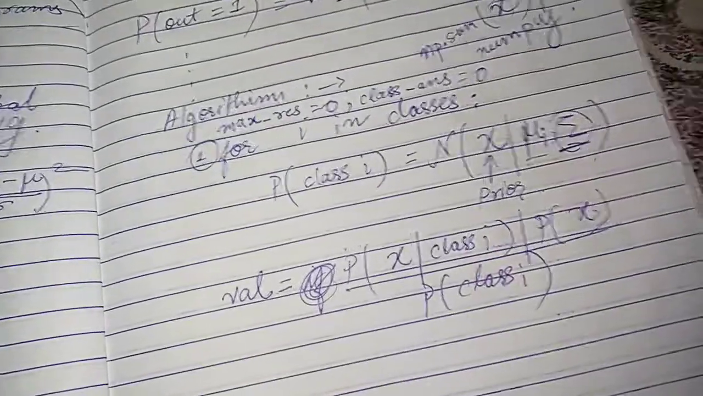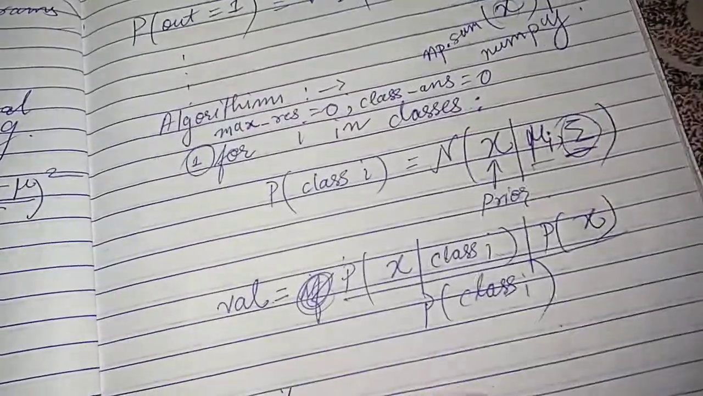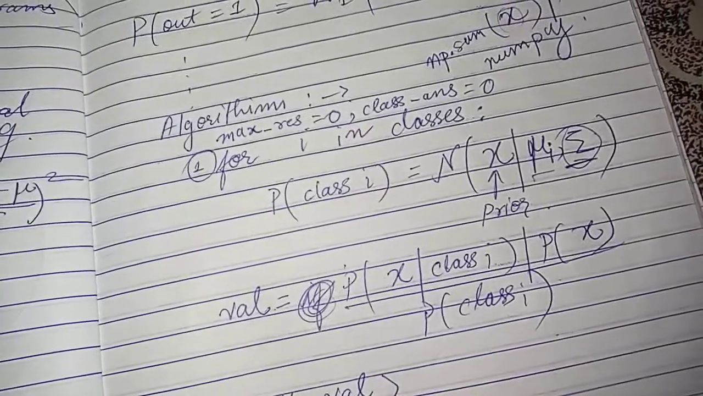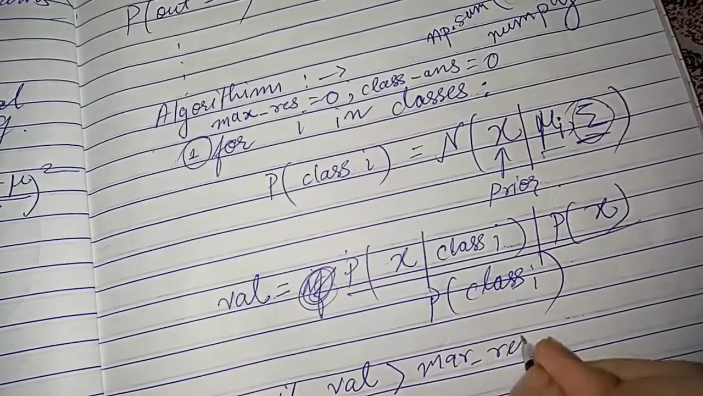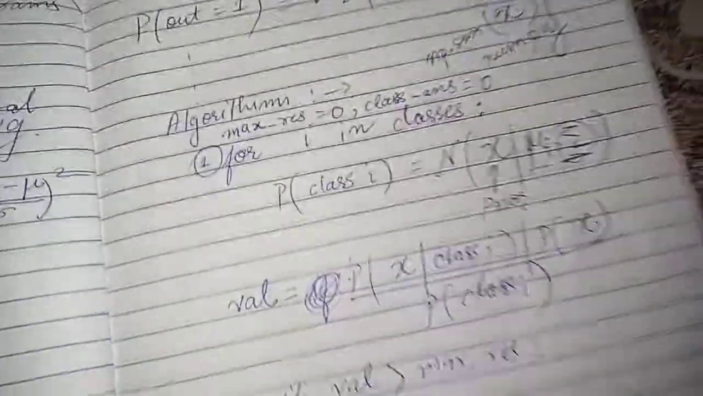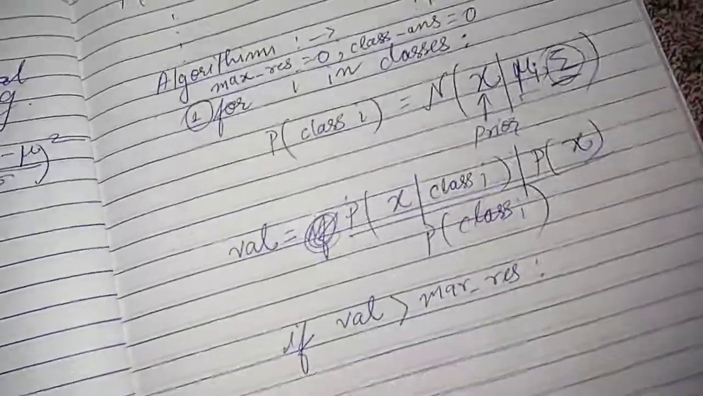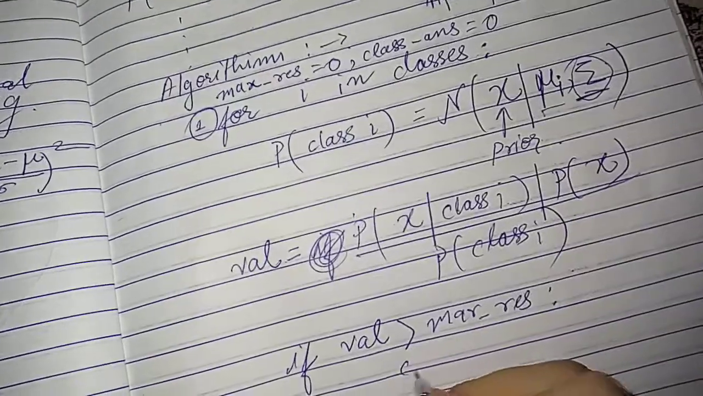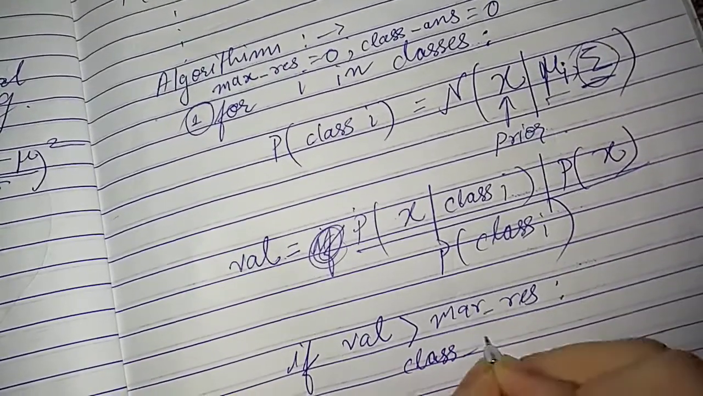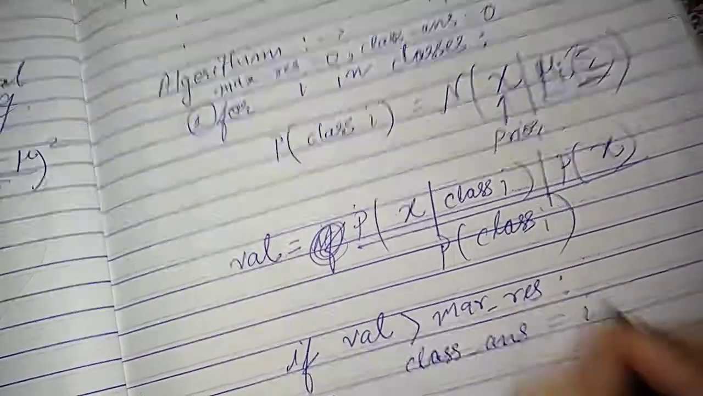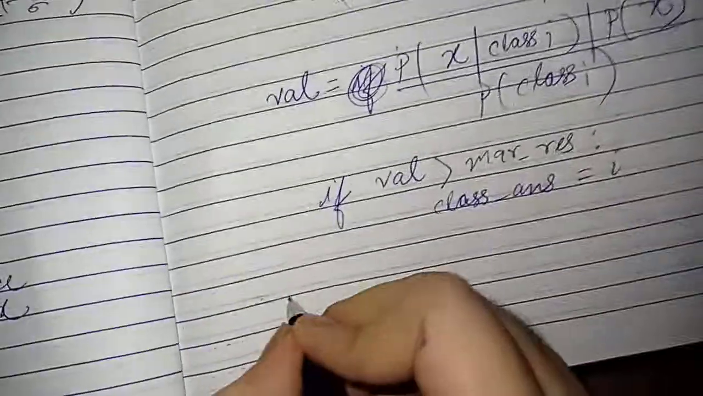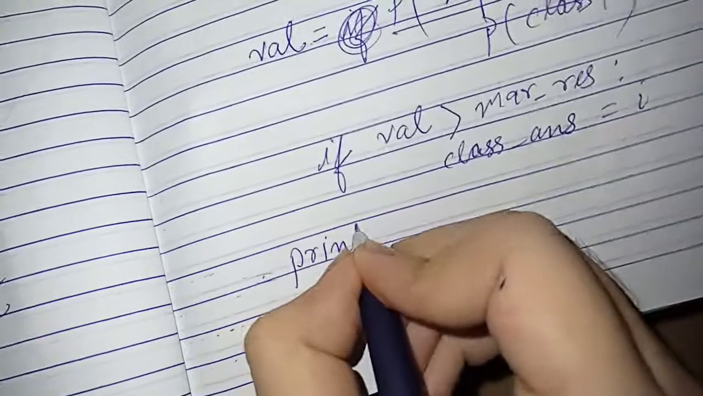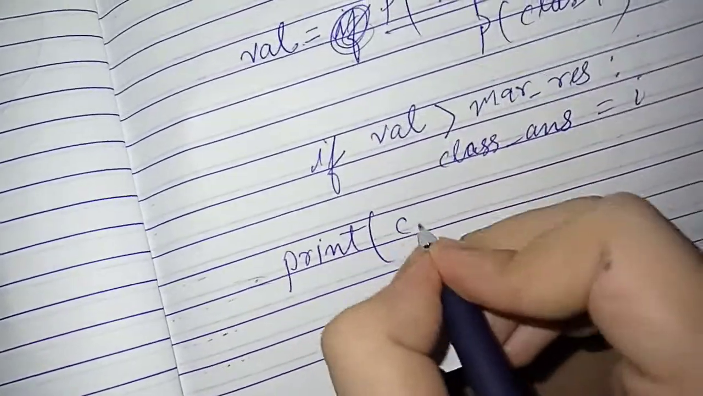After you have computed this value, if the value is greater than max res, what you need to do is put class answer equals to i, and you have to come out of the loop and just print the value of.